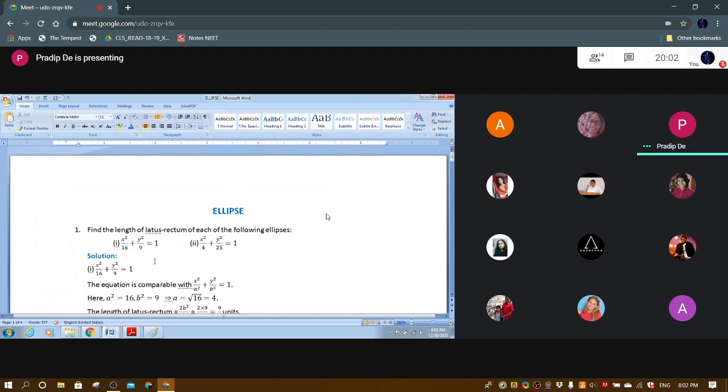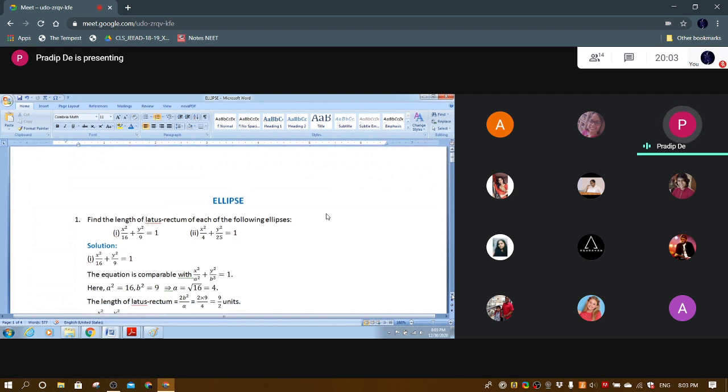So comparing with x square upon a square plus y square upon b square is equal to 1, we find that a squared is 16 and b squared is equal to 9. So a is equal to 4. And the length of the latus rectum is 2b square upon a. That is the formula. Substitute. Answer is 9 by 2 units.